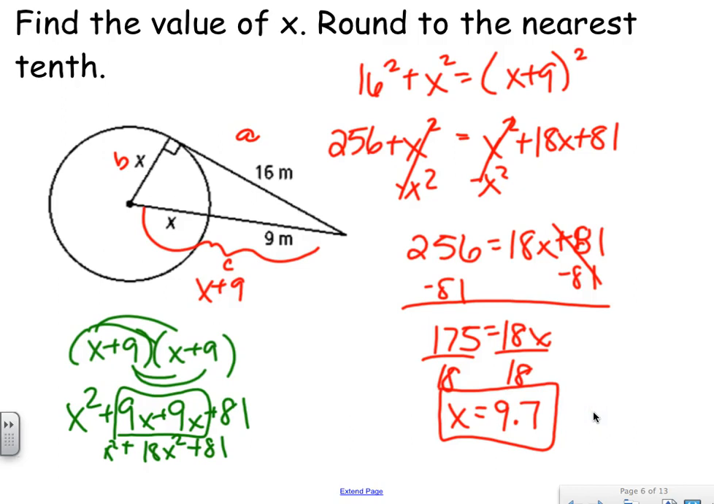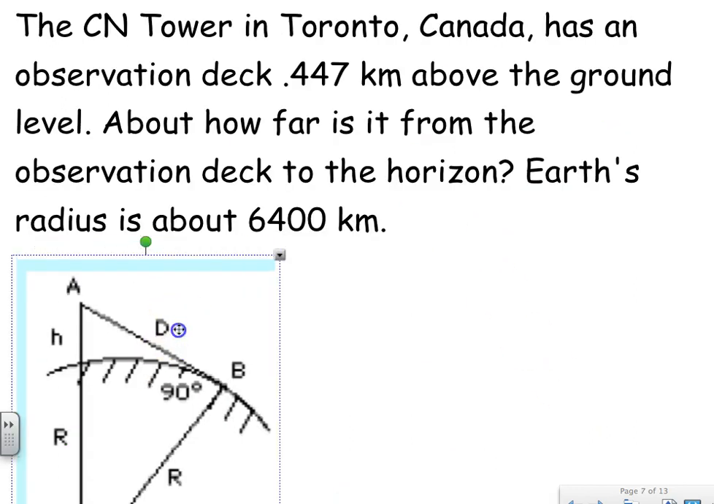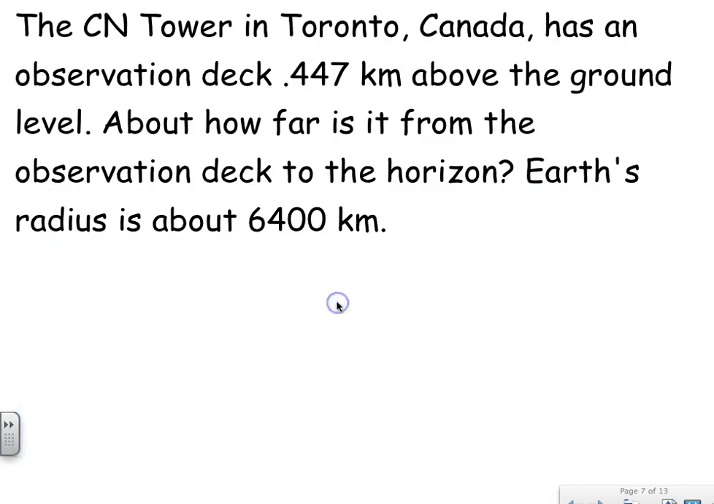All right, let's look at a real-world problem. I'm going to cover this up right now. All right, so the CN Tower in Toronto, Canada has an observation deck that's 0.447 kilometers above the ground level. How far is it from the observation deck to the horizon if Earth's radius is about 6,400 kilometers?